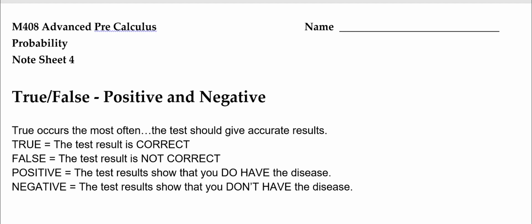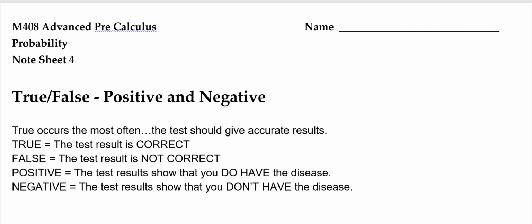This is Note Sheet 4, and we're talking about a little bit different topic. Actually, two kinds of problems today. The first one is when we talk about true and false, positive and negative. What you've really heard of is if you take a test and you get a false positive reading, or a false negative reading. That's what you've heard of most. Let's talk about the words true and false first.